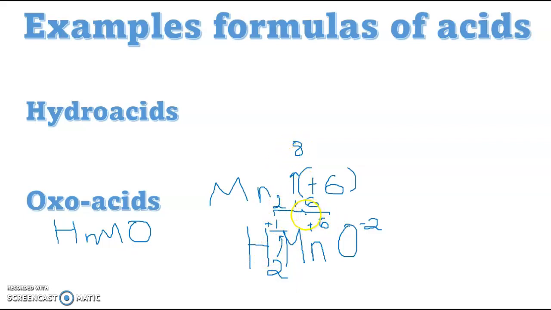Once I have an even number in here, then I can easily find a number that multiplied by 2 will be equal to the number, in this case 4. So my final formula is going to be hydrogen with a subscript of 2, manganese with no subscript, and oxygen with a subscript of 4. And that's it. That's how we do it. We just need to play with numbers, and that's it.